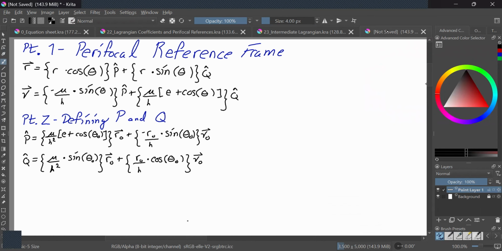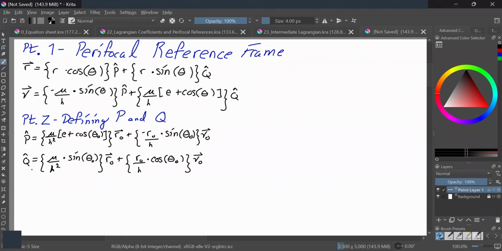So if we start with our position and velocity equations, which are good for any combination of distance and angle, and then we substitute P and Q here, well, we get a very complicated equation that will eventually simplify into something quite nice. So let's go ahead and get started on that.